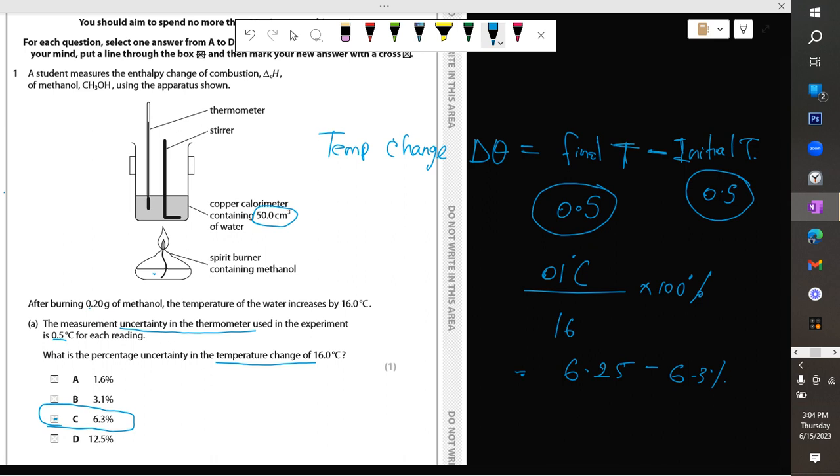To take the temperature change, you will read the thermometer twice, and each time there is 0.5 degrees Celsius error. So 0.5 times 2 is the total error, and the reading is 16. I hope it's clear.